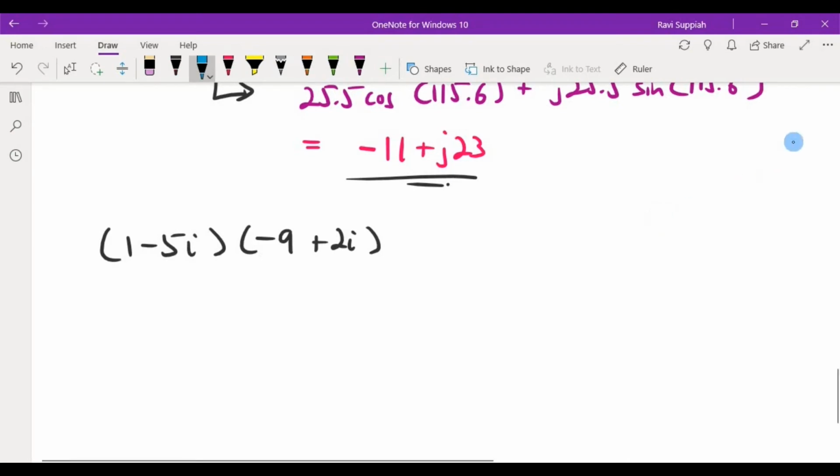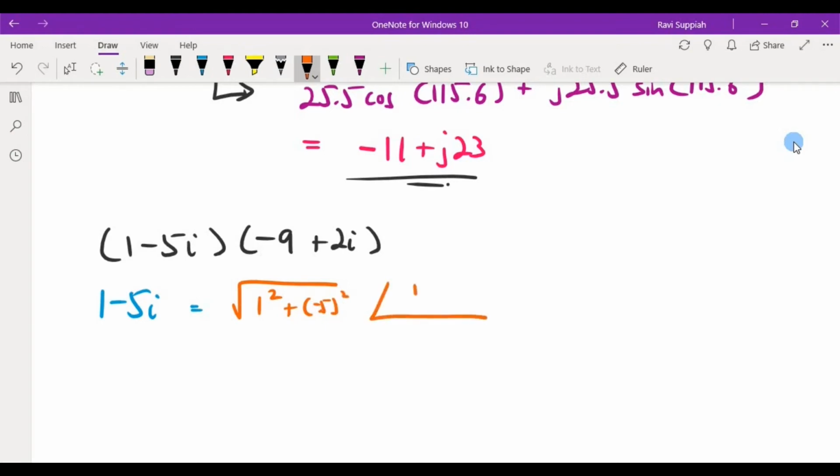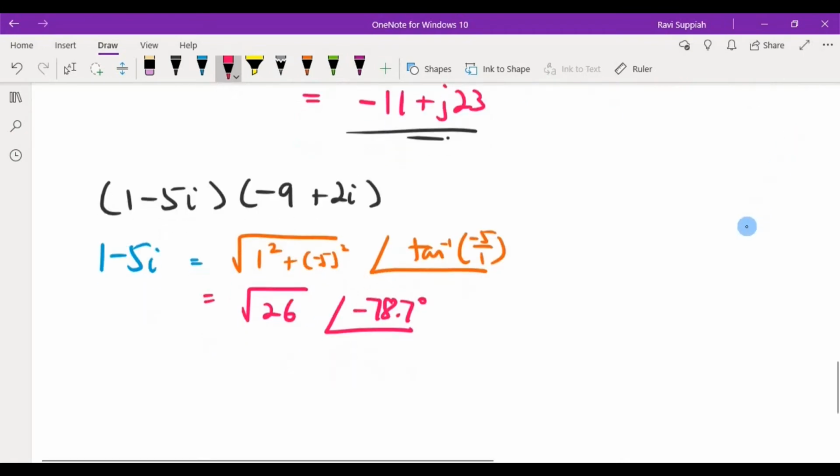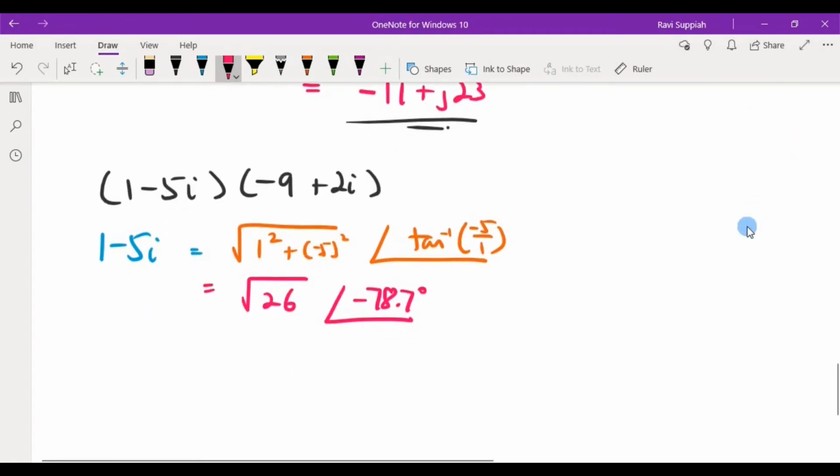The first complex number here is 1 minus 5i. To convert it, I need to find r and theta. So r would be the square root of 1 squared plus minus 5 squared, and the angle would be inverse tangent of negative 5 over 1. So that would be square root of 26, angle of negative 78.7 degrees. How do you relate to this?